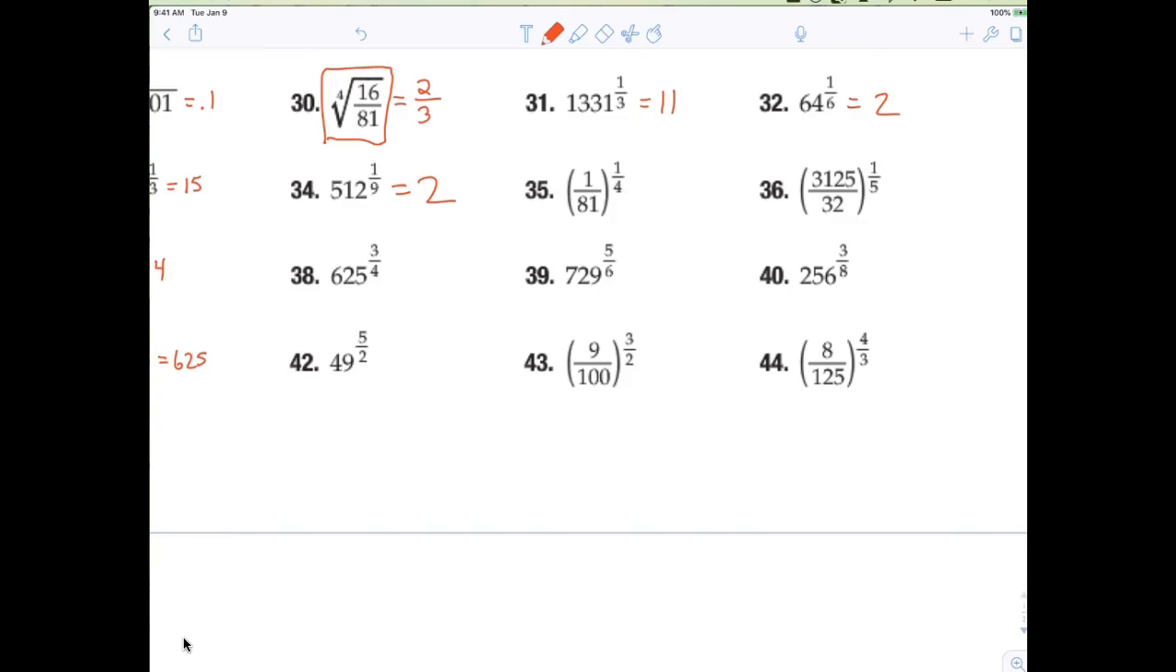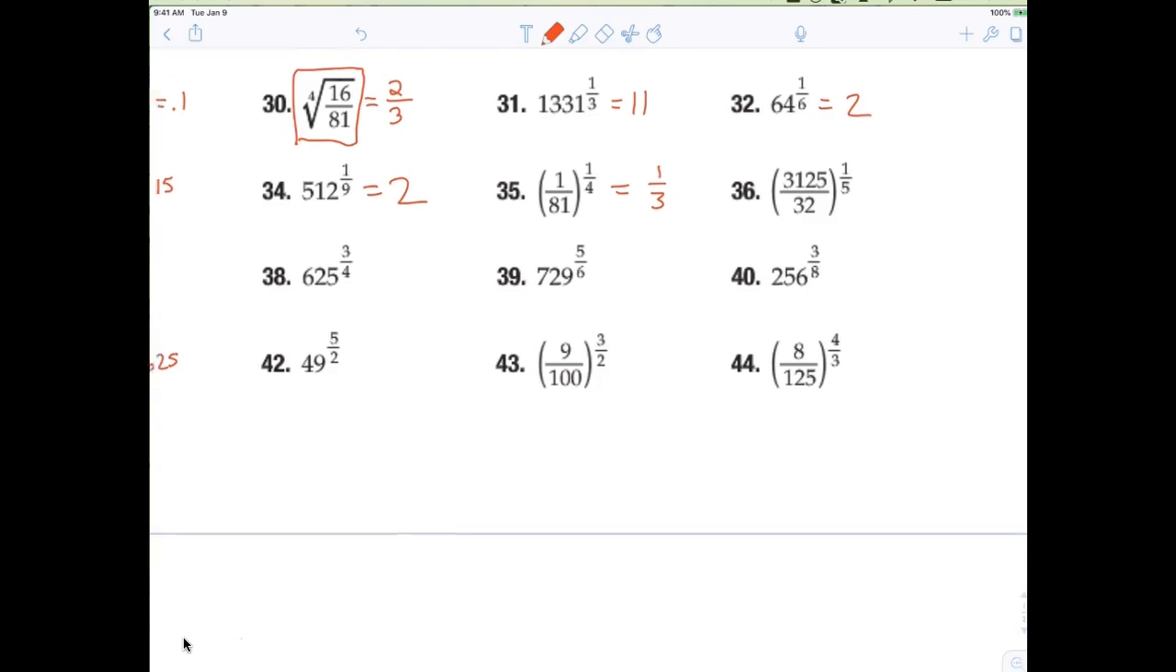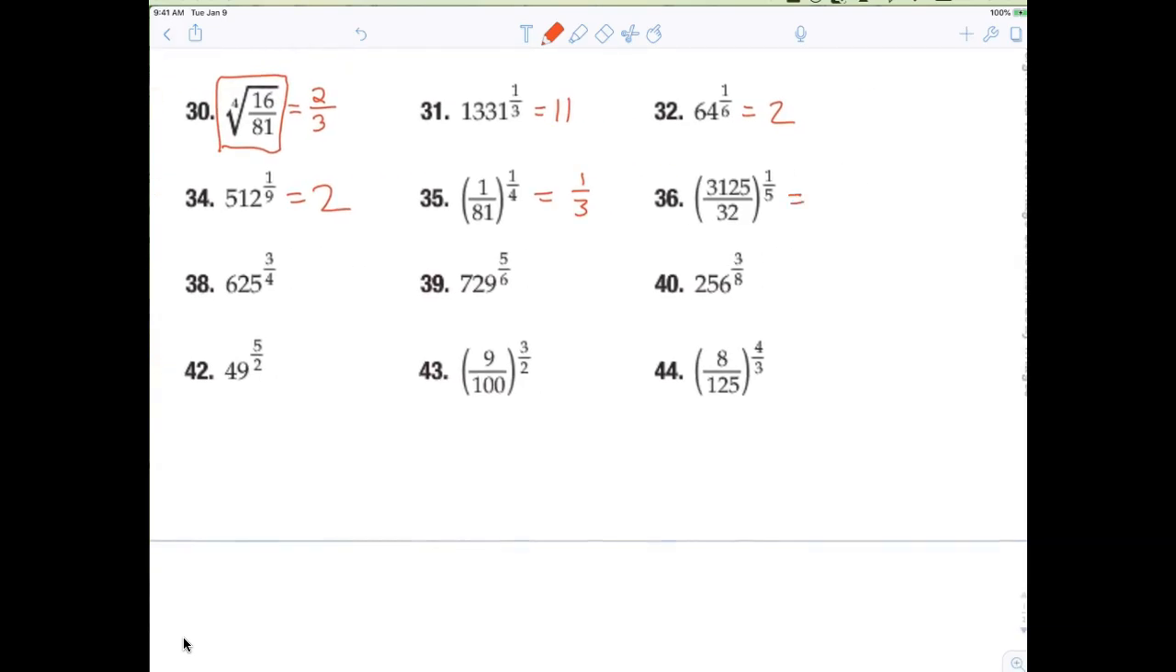I think you should know the 4th root of 1/81. That's what? Close. 1/3, right? Because it's a fraction. 1/3. And of course, the 5th root of 3125 is? 5. Very good. And the fifth root of 32 we already talked about.